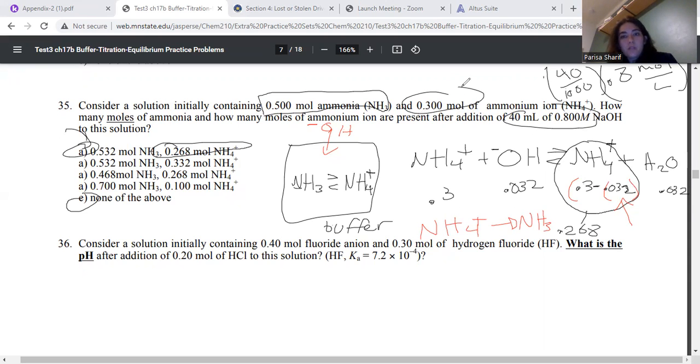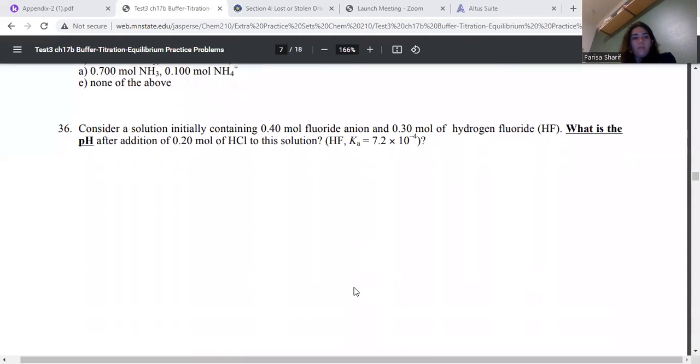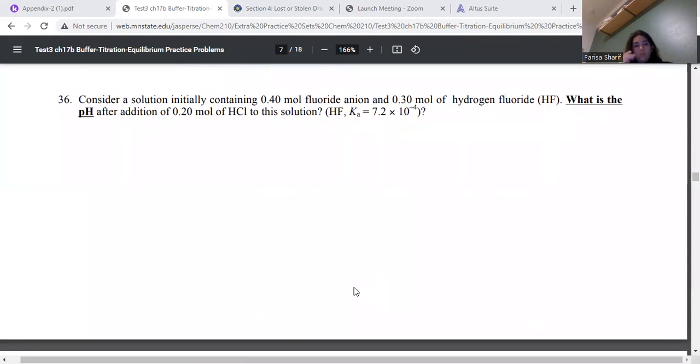Okay, let's go to the next one. Okay, consider a solution initially containing 0.4 moles of fluoride anion, okay, and 0.3 moles of hydrogen fluoride. What is the pH? Okay, so now we're solving for pH. What is the pH after addition of some amount of acid? And it gives us the K and everything.